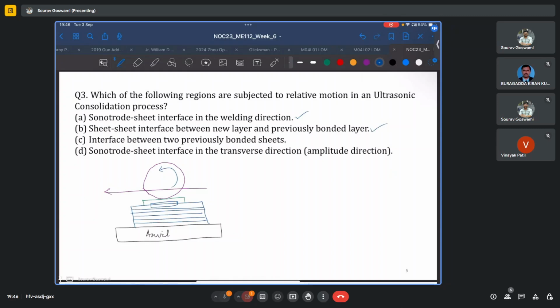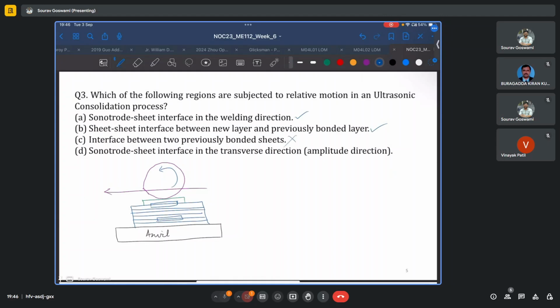Interface between two previously bonded sheets, say some interface here. However, we know that once the material is bonded, the relative motion between these bonded layers cannot be permissible, because this will lead to deformation and cracking of the built part. So option C is not correct.